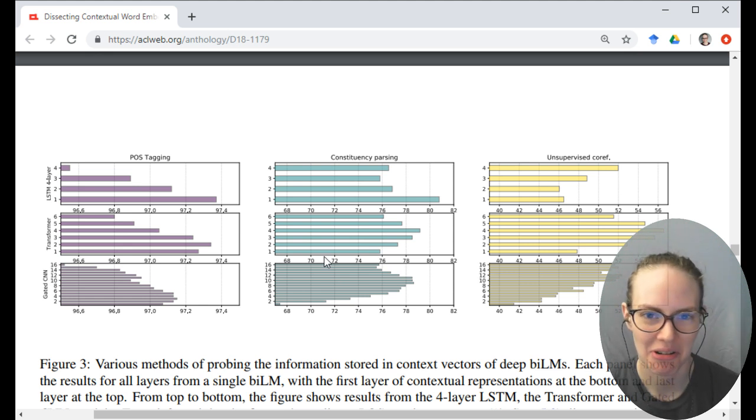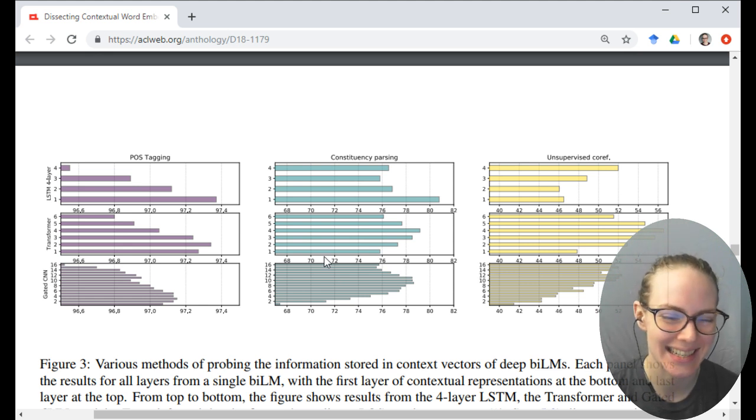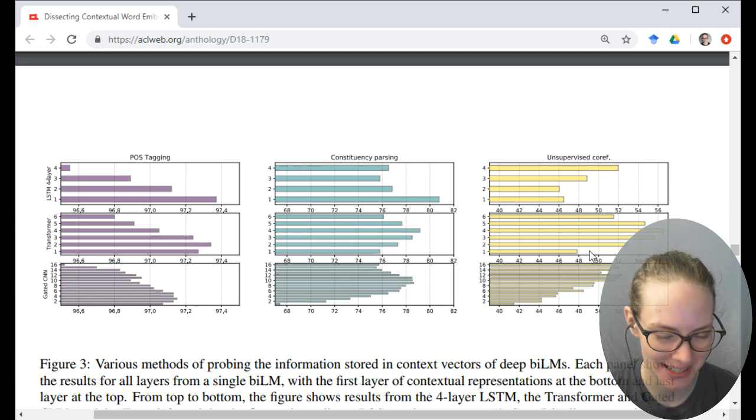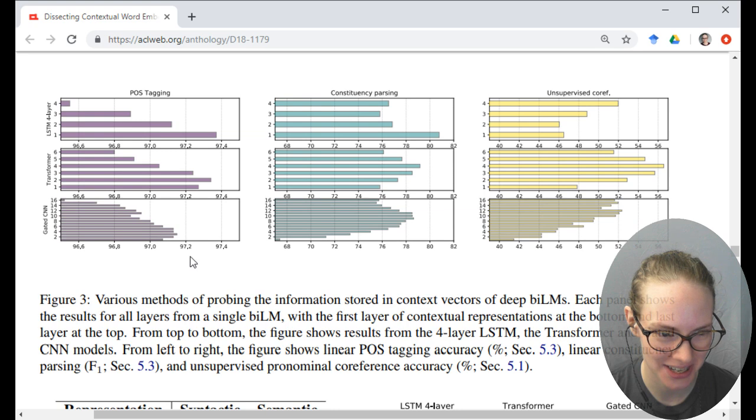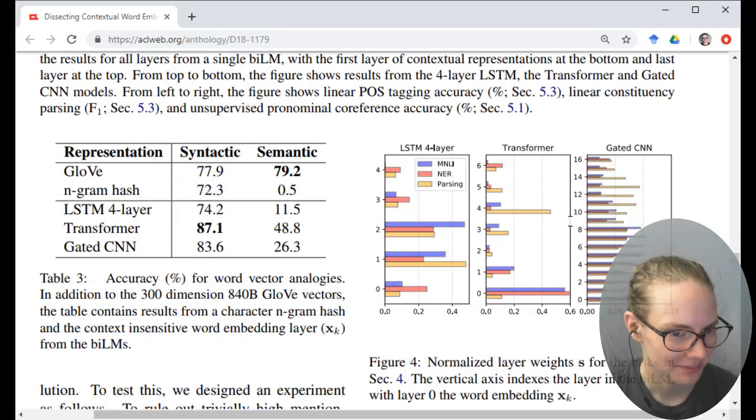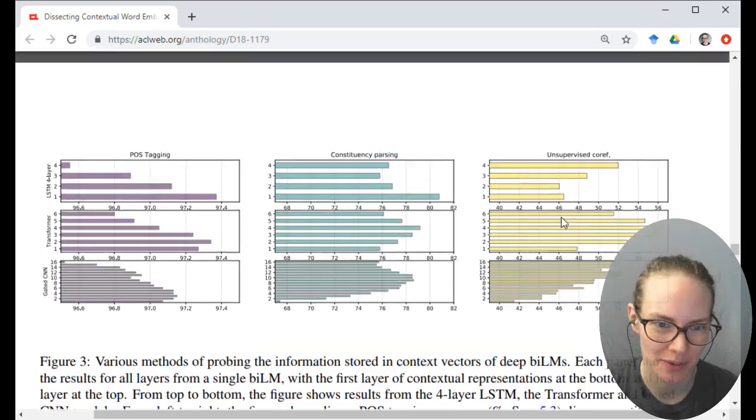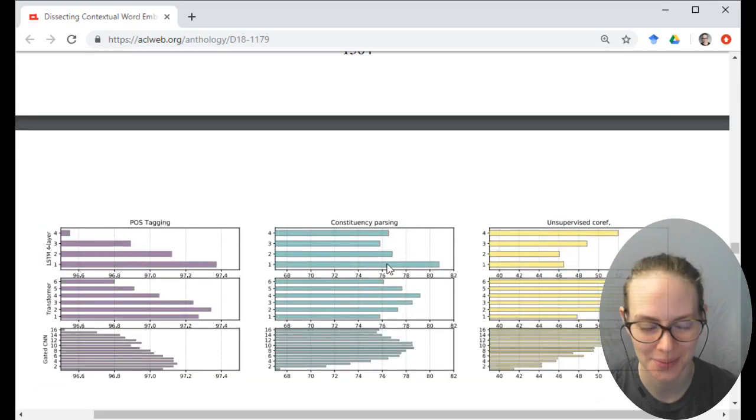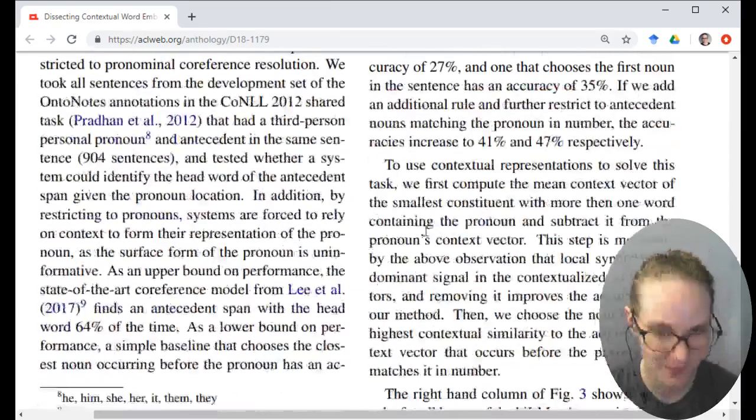I don't know that I would call it morphological, because I did talk about morphology, and I haven't really seen much discussion of morphology yet. Hopefully we're going to get to the morphology. Interesting. Okay, and now I'm assuming we're going to talk about the constituency parsing and part of speech tagging, because we just finished with the unsupervised coreference.